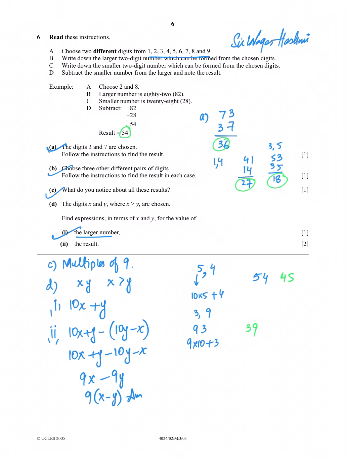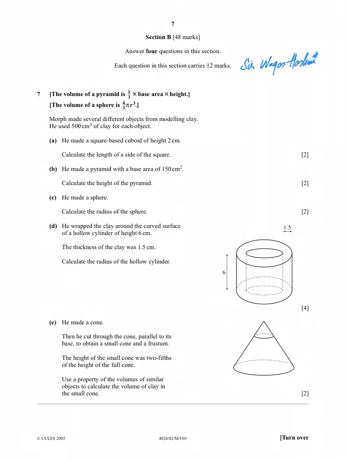That is your answer. Alright, it's question number 7 from the topic mensuration. It says that Morph made several different objects from modeling clay. He used 500 centimeter cube of clay for each object. He made a square base cuboid of height 2 centimeter. Calculate the length. Alright, so if I give you a short example of a cuboid, it's a square base cuboid, right? So base is square but height may vary. So it's L by L by H, right? The working formula for volume is L square times H. We have the volume, it's 500.